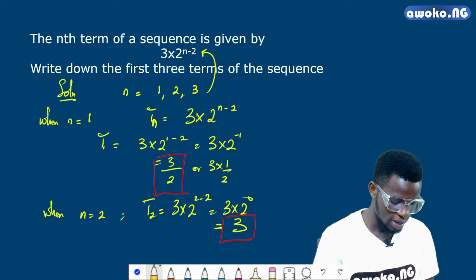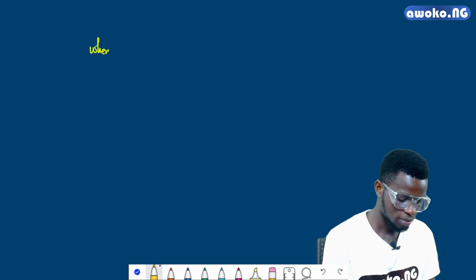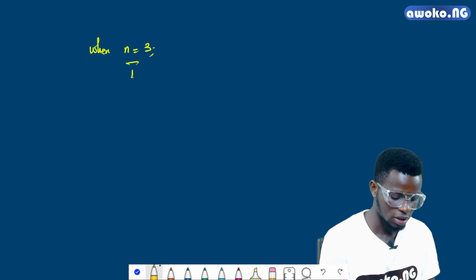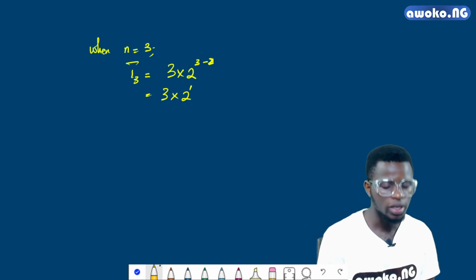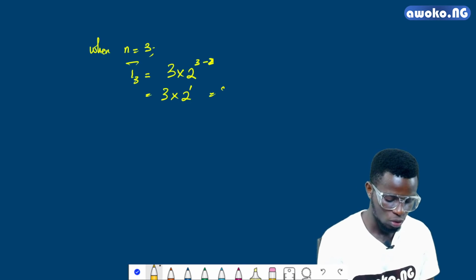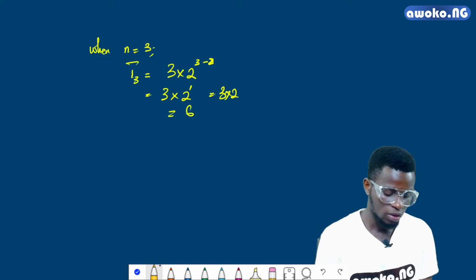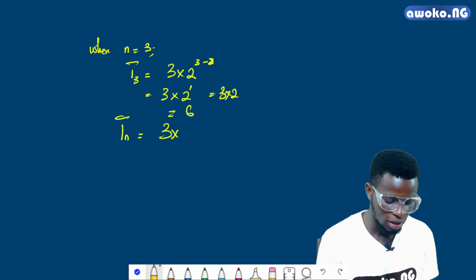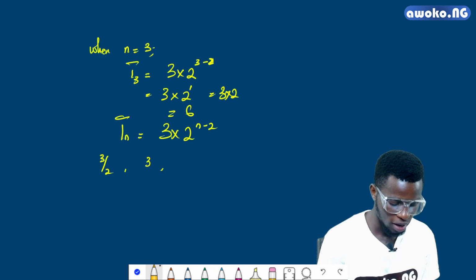Let us consider when n is equal to 3. When n is equal to 3, remember that T3 will be equal to 3 times 2 raised to the power of 3 minus 2. So this gives us 3 times 2 raised to the power of 1. 3 times 2 raised to the power of 1 is equal to 3 times 2. So 3 times 2 is 6. Therefore, the first 3 terms of this particular sequence represented by 3 times 2 raised to the power of n minus 2 are 3 over 2, 3, 6. So this is our final answer.